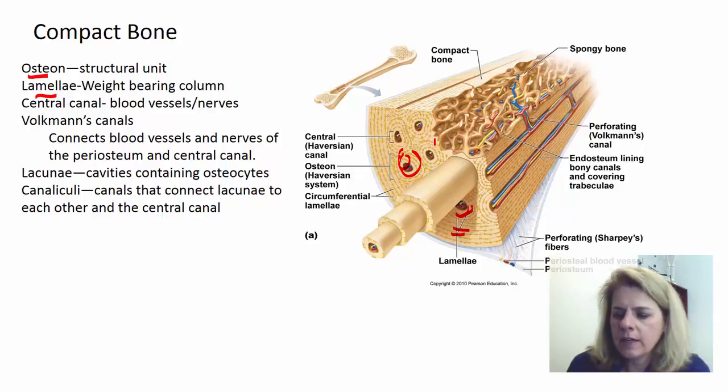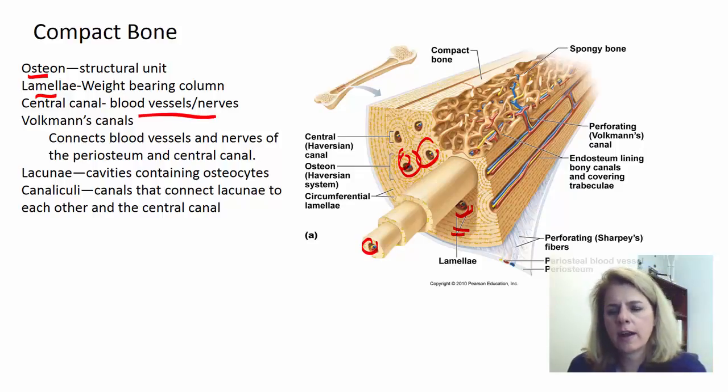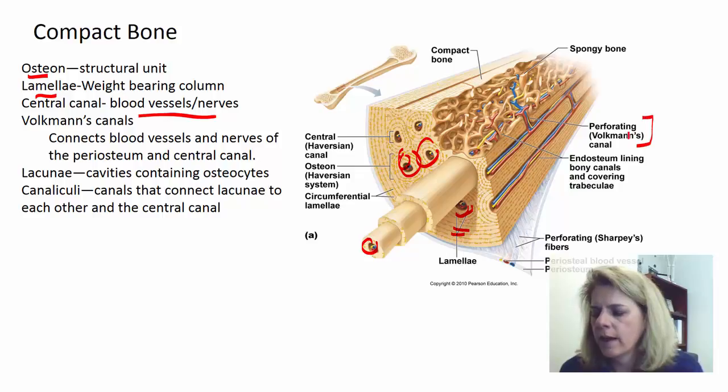In the middle of each osteon, you have a central canal, and this is where you're going to have blood vessels and nerves, because you've got to have a way to take blood, oxygen, and nutrients to the bone-building cells and bone-breaking-down cells so they can do their job. You have Volkmann's canals, also called perforating canals, and they're going to connect the central canals. So each osteon is going to be connected to the next osteon and so on through these little perpendicular canals.